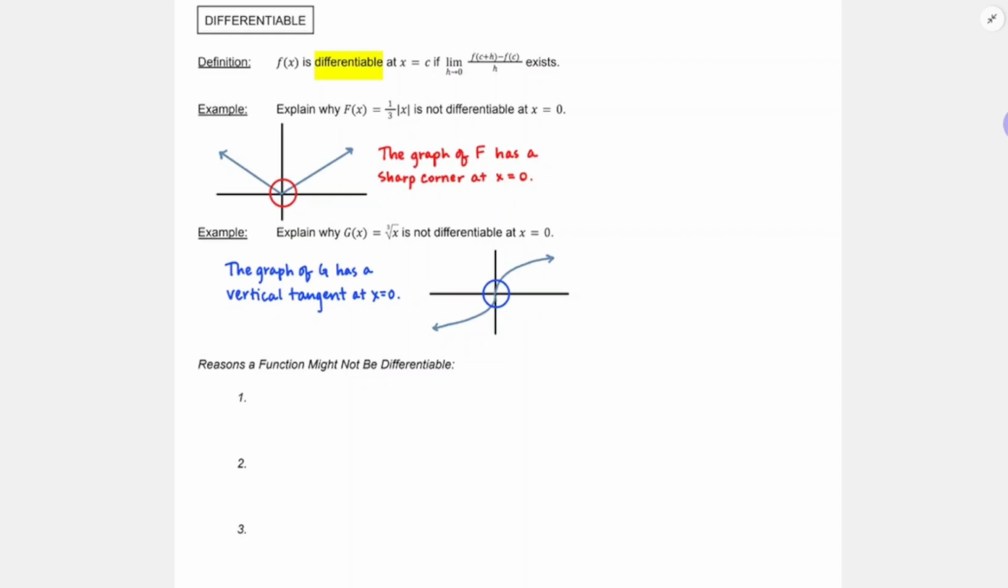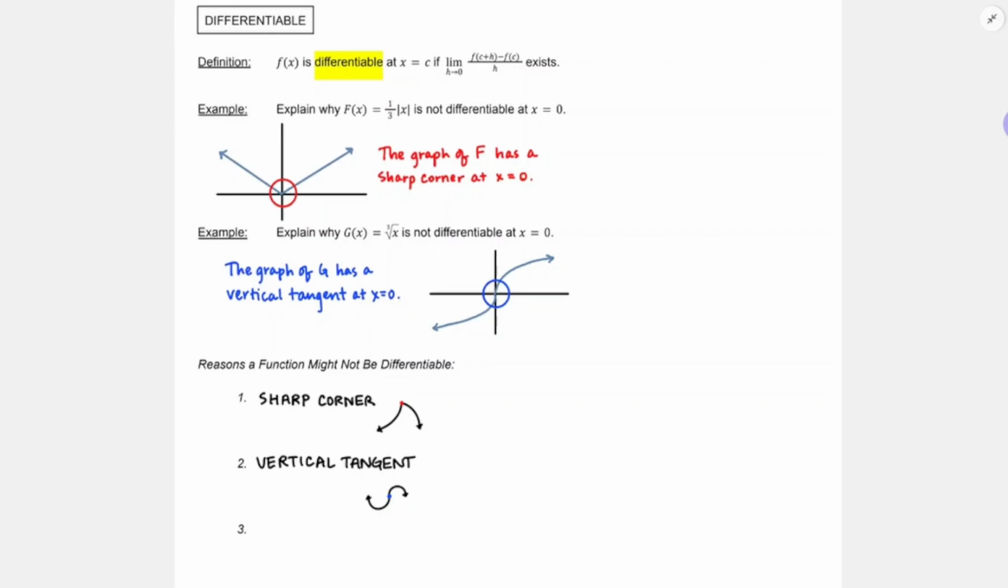Okay, so that's two of the three reasons why a function might not be differentiable, right? We might have a sharp corner, which could look something like this. We could have a vertical tangent, which in this class frequently happens when you join two semicircles together. Just going to point that out. That's a very, very frequent cause of vertical tangent.